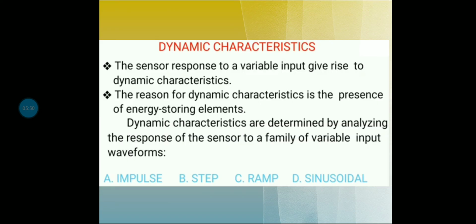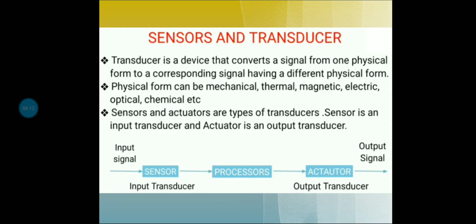Dynamic characteristics arise when the sensor responds to a variable input. The reason for dynamic characteristics is the presence of energy storing elements. Dynamic characteristics are determined by analyzing the response of the sensor to a family of variable input waveforms like impulse, step, ramp, sinusoidal, etc. So what is a sensor or transducer actually?